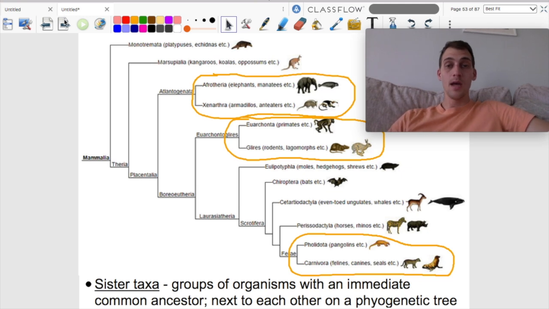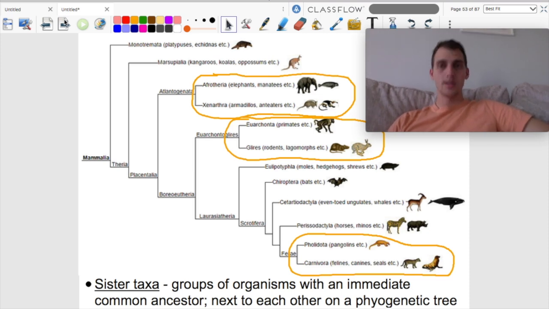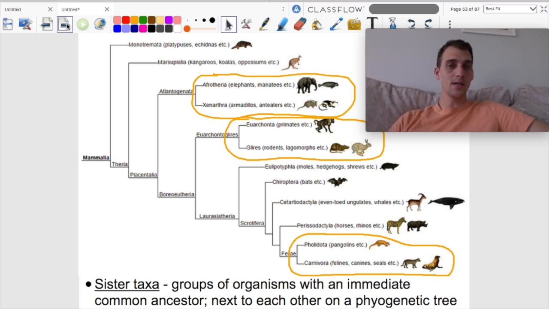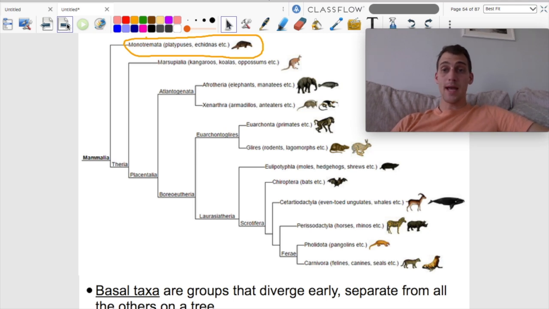of groups of species. Two groups of species or two species that are closely related to each other and have an immediate common ancestor on a diagram, we call them sister taxa. And then the basal taxon, taxon is singular, taxa is plural. The basal taxon is a group that diverges early and is separate from all the others on the tree.